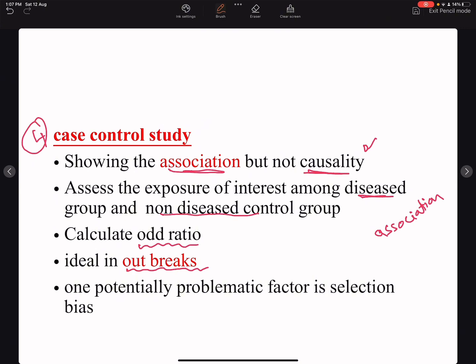One potentially problematic factor here is the selection bias, because we need to know that the group of study and the control group should be the same or should be similar, so to avoid what? To avoid the selection bias.